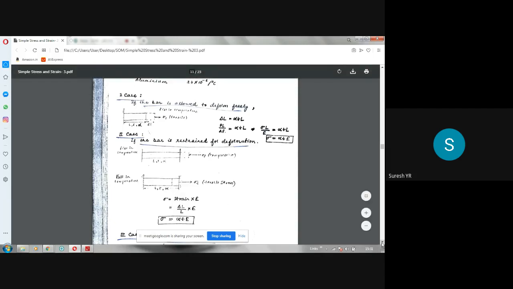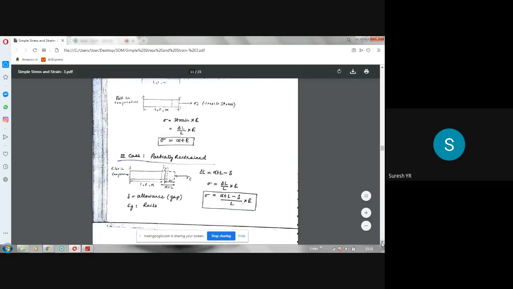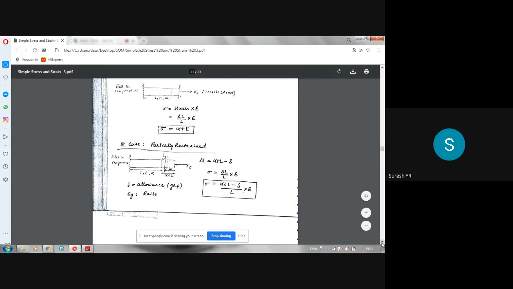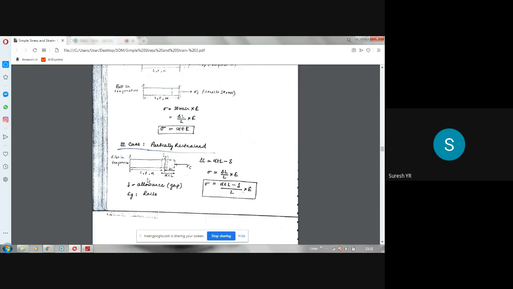Next, the third one is partially restrained. Partially restrained you can normally see in rails. Here, one end is fixed. At the other end, what happens? There will be a gap. That gap is called a clearance, denoted by delta. Delta is called the gap or the allowance or clearance. So it is partially restrained.